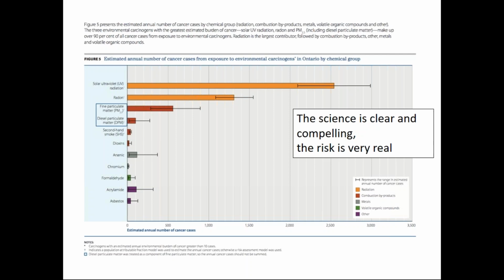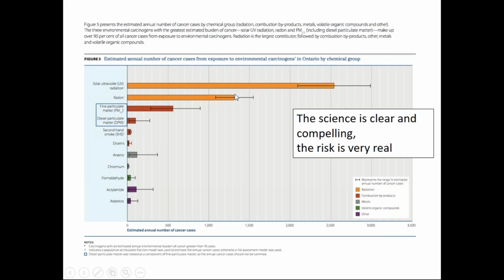And this, what I'm showing you right now, is a publication that was put out in Ontario by Public Health Ontario, which is really fantastic. And this infographic in particular shows the estimated annual number of cancer cases from environmental exposures in Ontario by group. So the first one there is solar UV, and the next one is radon.